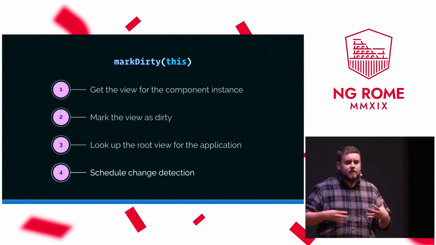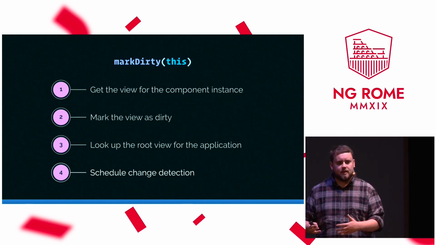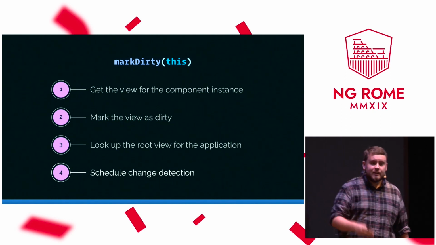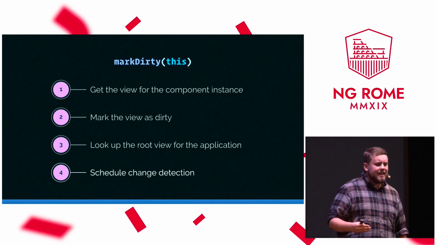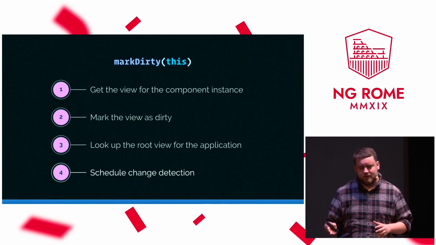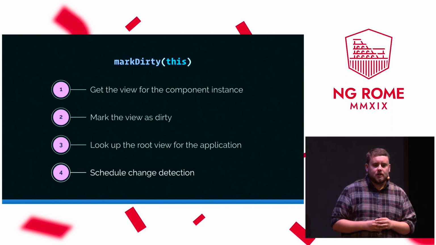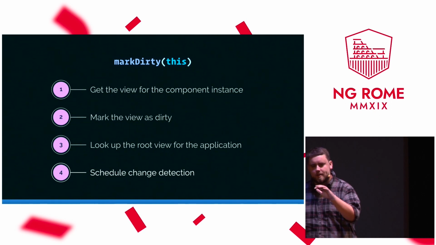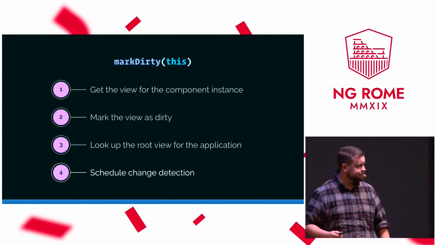So before, markDirty wouldn't have run change detection, now it does. And it's not doing it synchronously like the change detector ref. Instead, it's using a scheduler underneath the hood. It happens to be a request animation frame, which means we can call markDirty multiple times in the same frame without incurring a performance penalty.